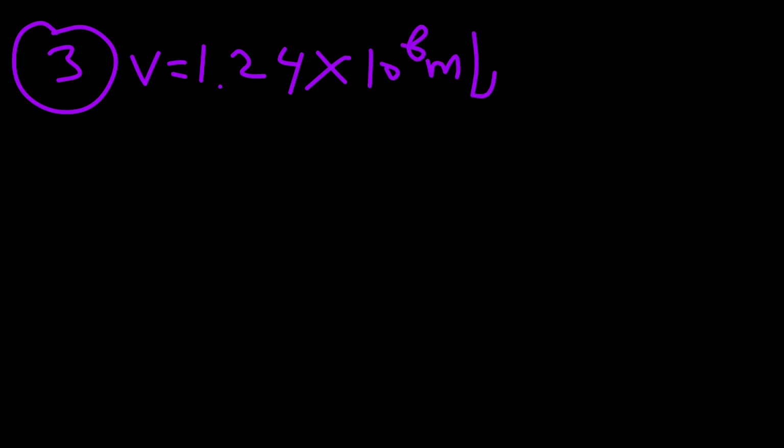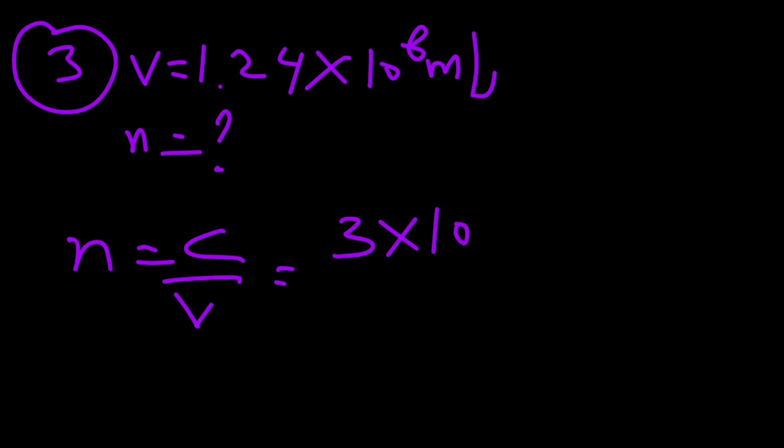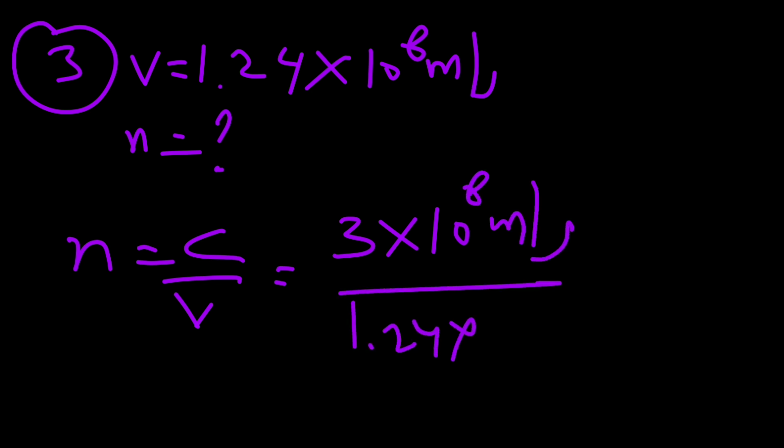So problem number 3. The light travels through diamond with a speed of, this time he has given the V value, that is 1.24 into 10 power 8 meter per second. Find the refractive index. n is equal to question mark. n is equal to C by V. C value 3 into 10 power 8 meter per second divided by 1.24 into 10 power 8 meter per second.